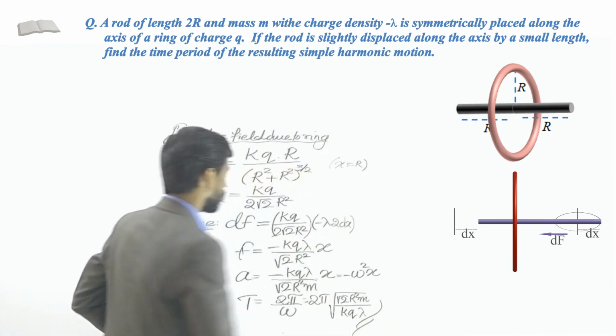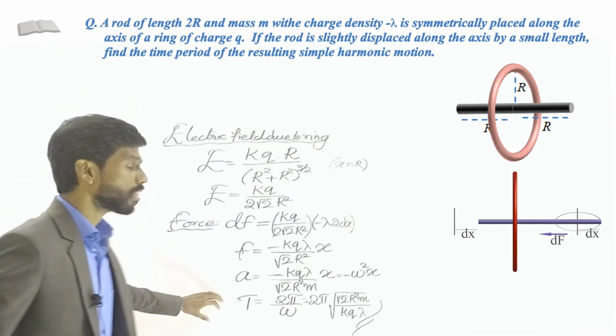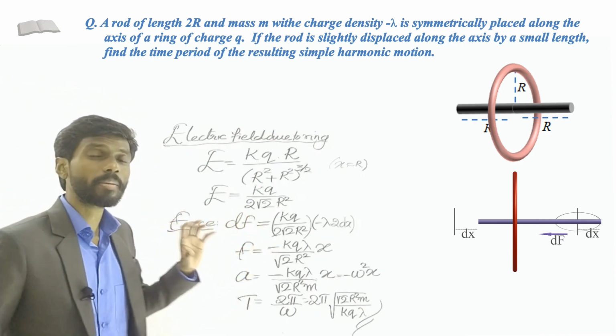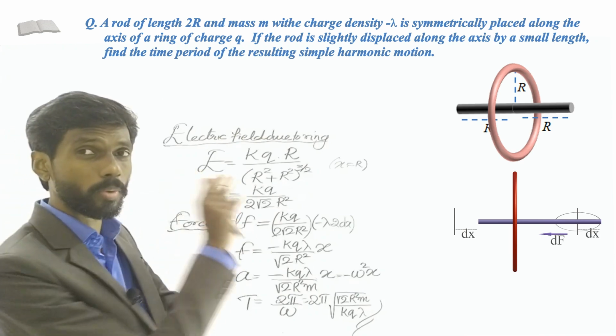That's all. So this is our required time period of this simple harmonic motion. Do you understand? So just like the last question, we found the electric field due to the ring and then multiplied by the charge of that small portion. So that will give you the force on that small portion of the rod.